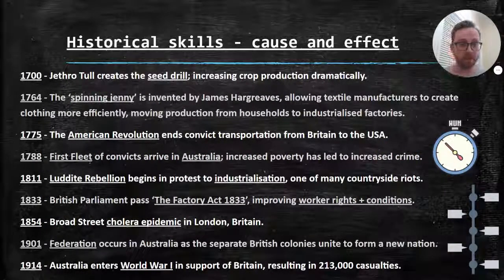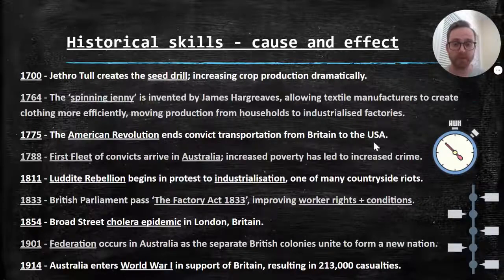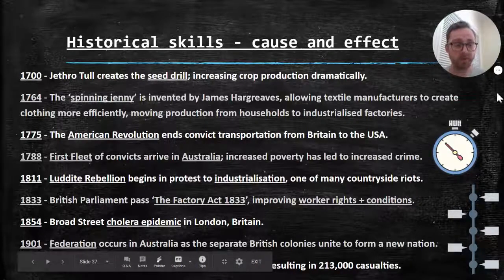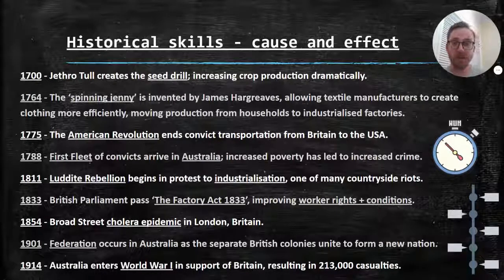cause and effect. So I've very deliberately chosen these key events because they're all connected to each other. There's a lot of causes and effects seen throughout this timeline. Some of them connected directly to the event afterwards. Some of them are connected to the Industrial Revolution. And some of them are connected to our next topic, which is World War I.